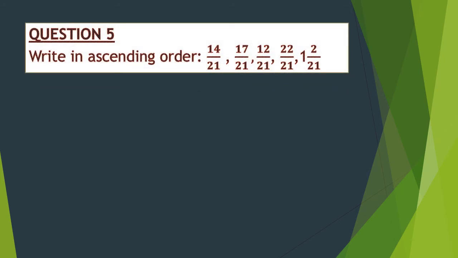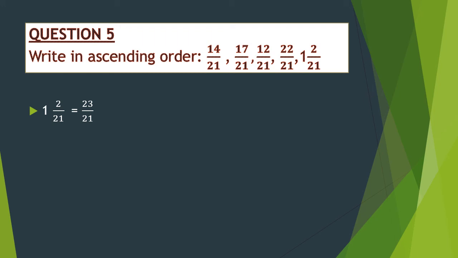Next question, write in ascending order 14 upon 21, 17 upon 21, 12 upon 21, 22 upon 21 and 1 2 upon 21. So first of all we'll convert this mixed fraction into improper fraction. 1 2 upon 21 turns out to be 23 upon 21. Now all the denominators are same. With the help of the numerator we'll find out which is the smaller fraction.